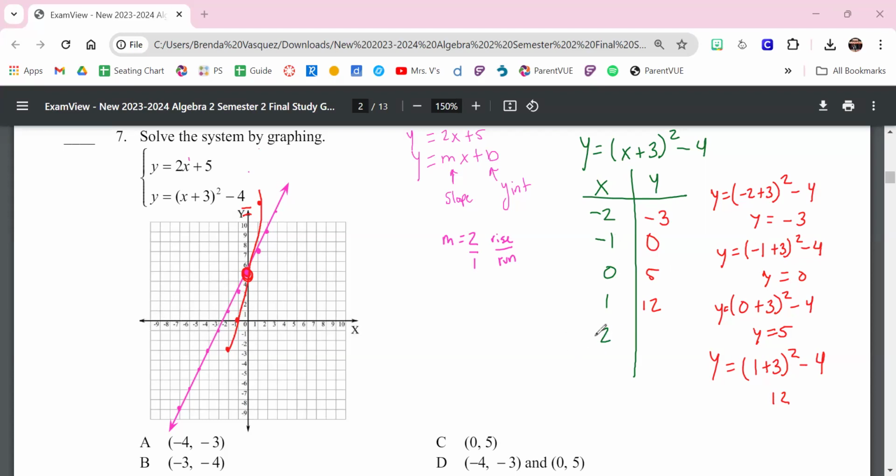So instead of using 2, I'm going to use what? I want to go more negative. So I'm going to use -3 next. So y equals -3 plus 3 squared minus 4. So -3 plus 3, 0. Squared, 0 minus 4, -4. So whenever it's -3, my y value is -4. So let's go ahead and say -3, -4.